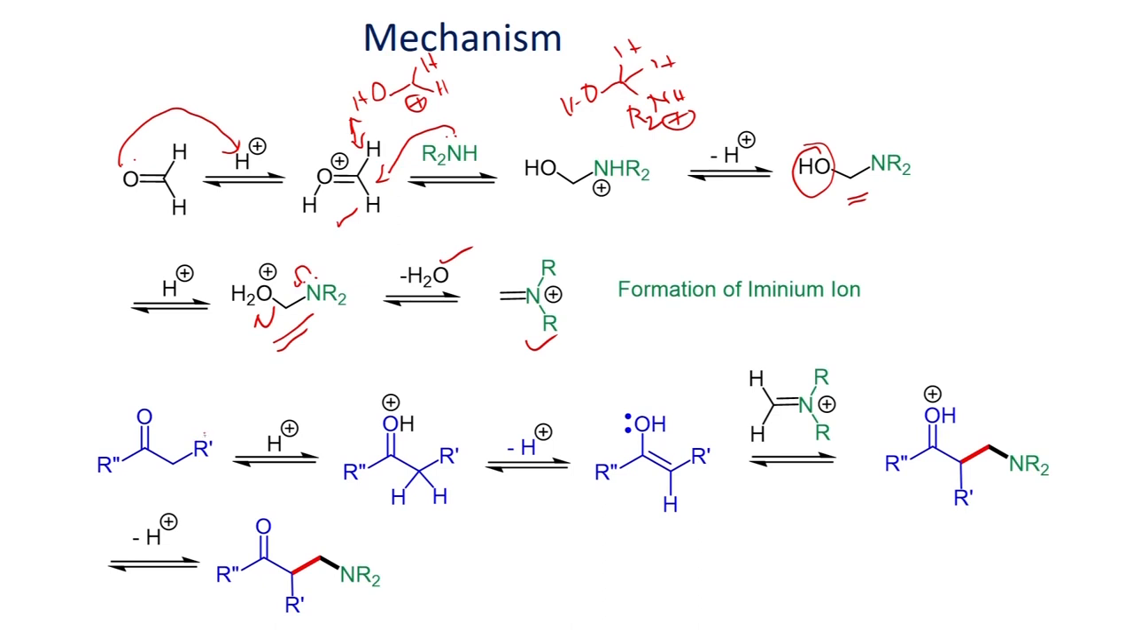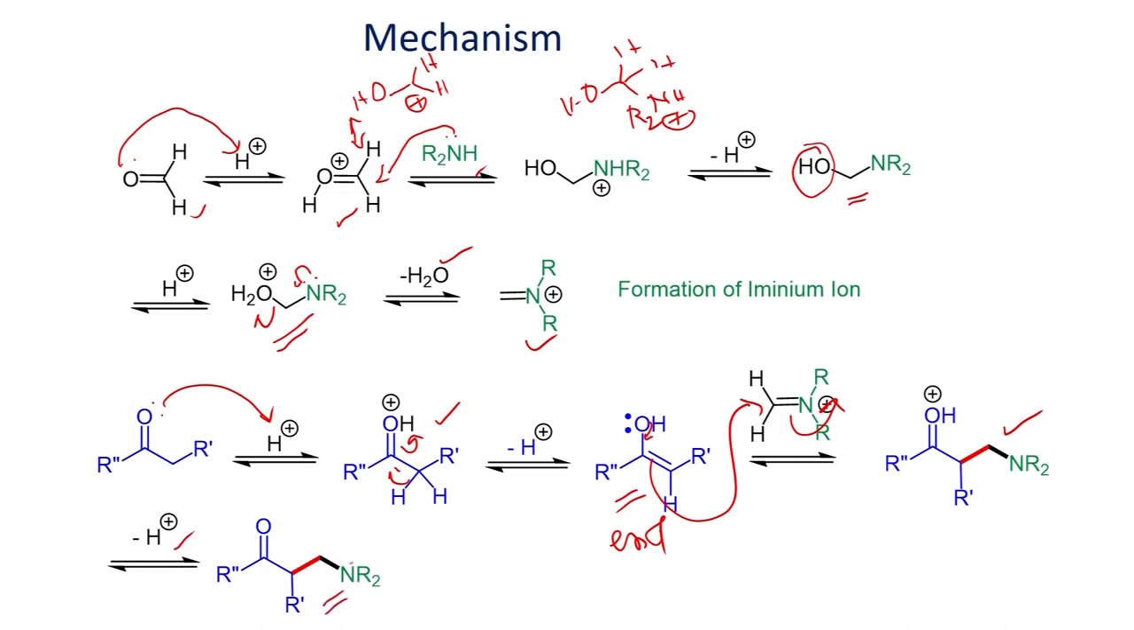Since the reaction is acidic in nature and this carbonyl compound can undergo protonation with this acid, and you will have the species, once you form this one, this can lose a proton to give this enol. This can now undergo addition with this iminium ion that we formed from the reaction of formaldehyde and secondary amine to give this addition product.